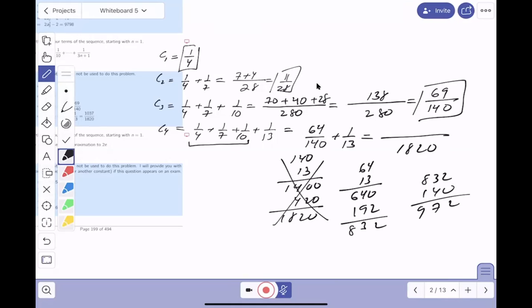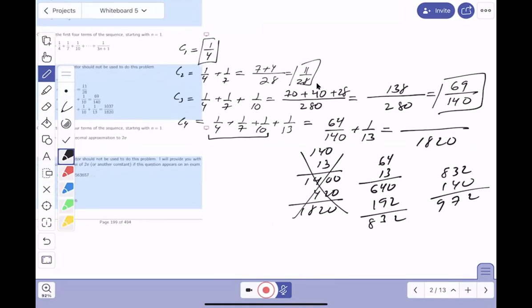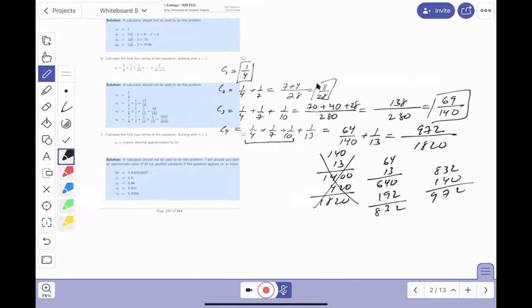And then 140, is it 113? Did I do that right? Yeah, let's see, 2, 7. I'm getting 972. I wonder if I made a mistake. I got to be really careful about this now. I'm saying 972. And what's over here?